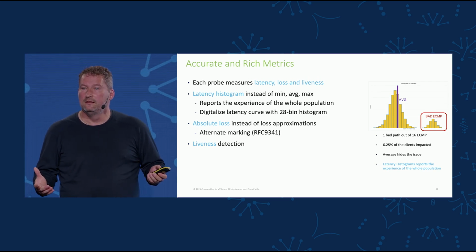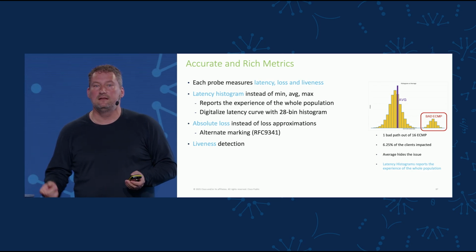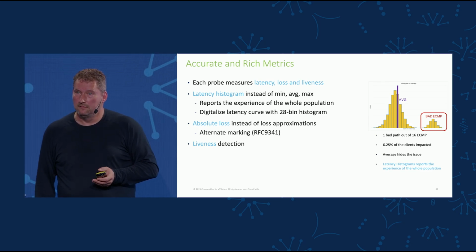And then also liveness detection. Liveness detection is like the BFD concept, right? So if I lose 3 consecutive packets, I have a liveness event, right?